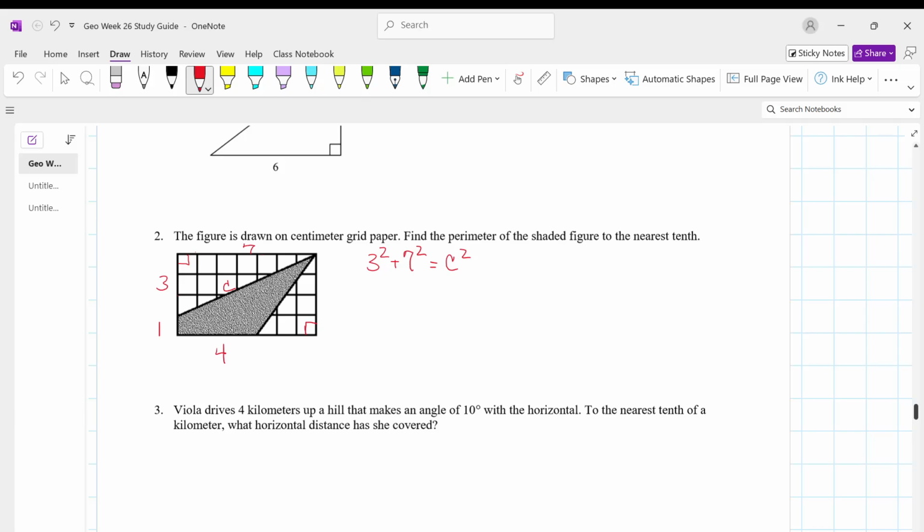So 3 squared plus 7 squared equals 58. And then we're going to find the square root of each side. 7.6 is equal to C. All right, that's this side right here, this blue side. 7.6.